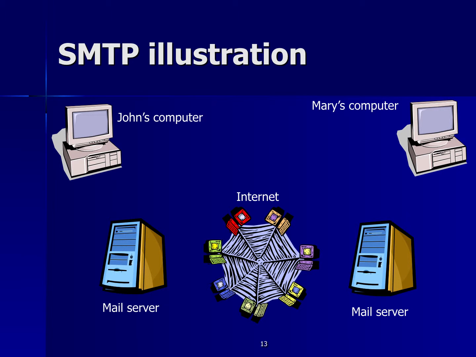First we will see the SMTP illustration. How does SMTP work? Suppose that we want to send a mail from John's computer to Mary's computer via an SMTP server. It will first move on to the mail server. After that, it will go through the internet to the mail server of Mary's computer. After this, POP will take the mail that is present on the mail server of Mary's computer to Mary's computer's mailbox, which is done via POP.